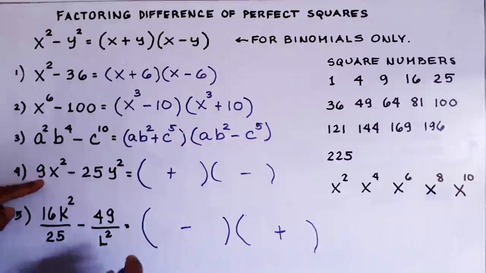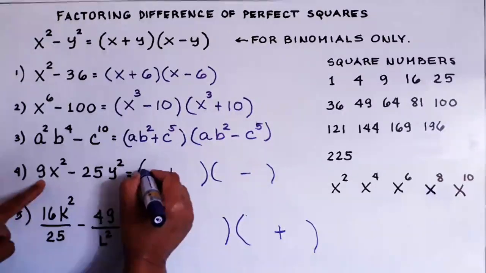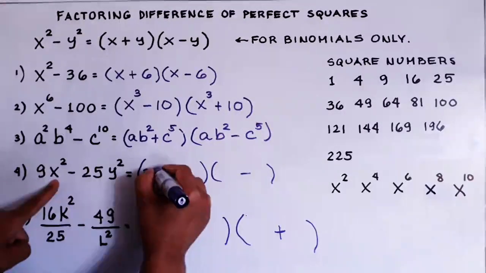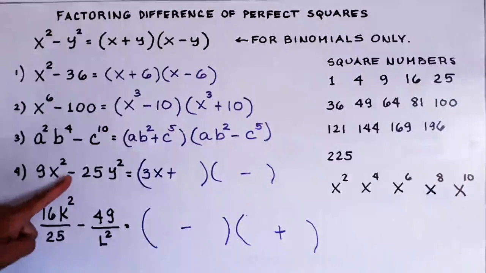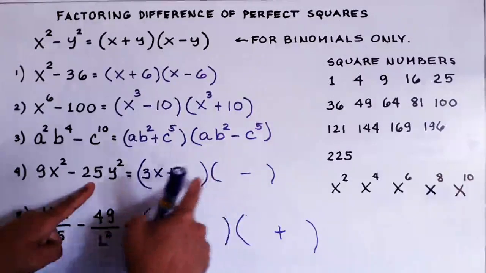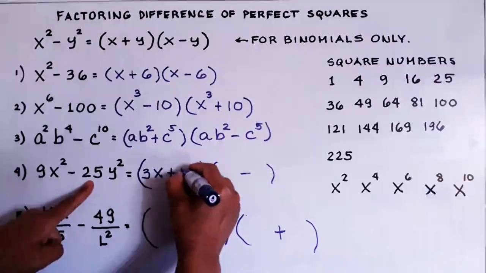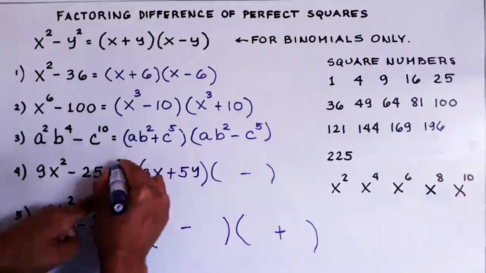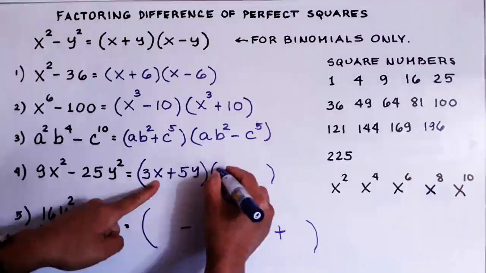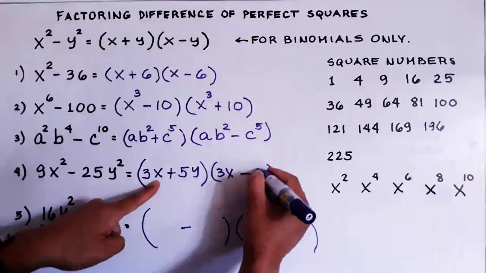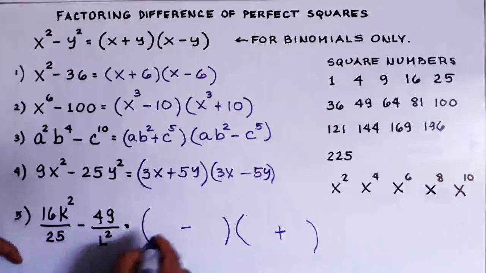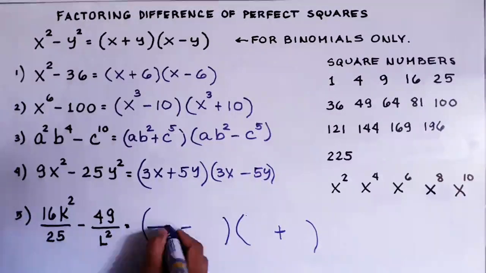Okay, number 4. We have 9, so that one is 3. Square root of 9 is 3. Okay, square root of x squared: 2 divided by 2 is 1, x to the 1st. And then, no need because we have the sign there already. 25 is 5. And then, this one is y, because y times y is y squared. Then we just copy this one: 3x and 5y.